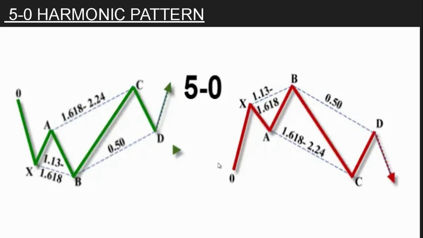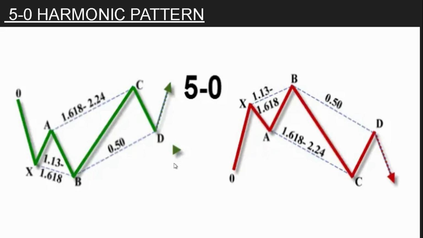So here is the harmonic pattern diagram, the 5.0 harmonic pattern figure here. And on the left hand side here is the bullish 5.0 harmonic pattern. You could see at the end of the pattern, it moves upward. So this is bullish, while on the right hand side here is the bearish pattern. And for the 5.0 pattern to be formed, there are some conditions that must be met.